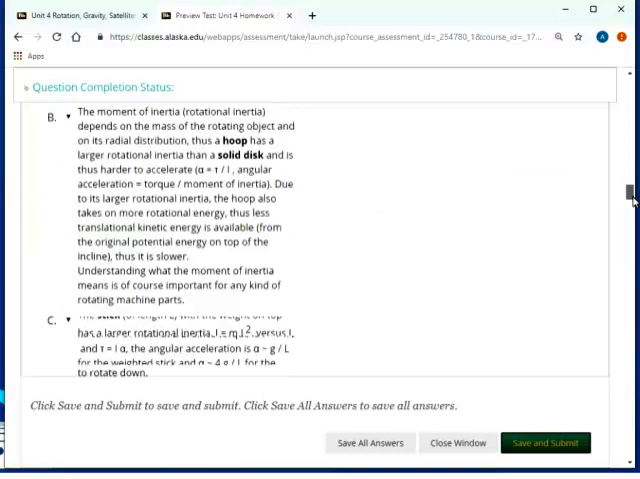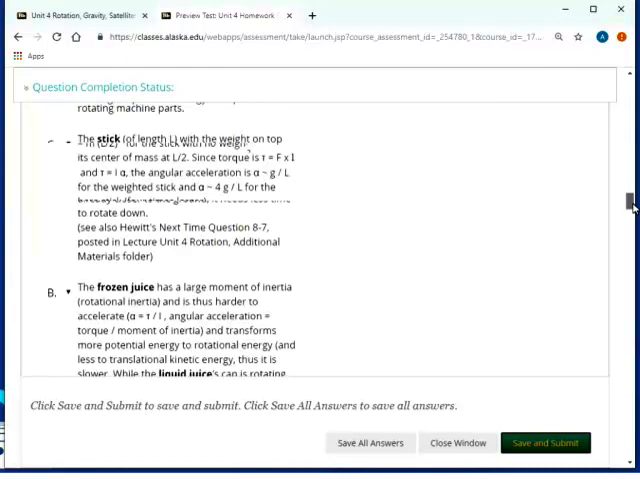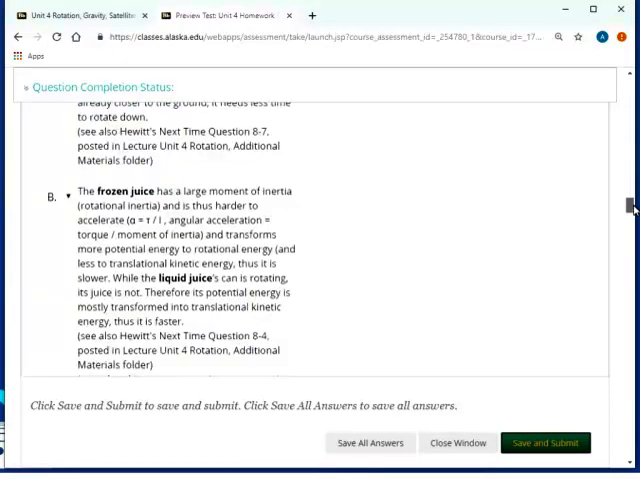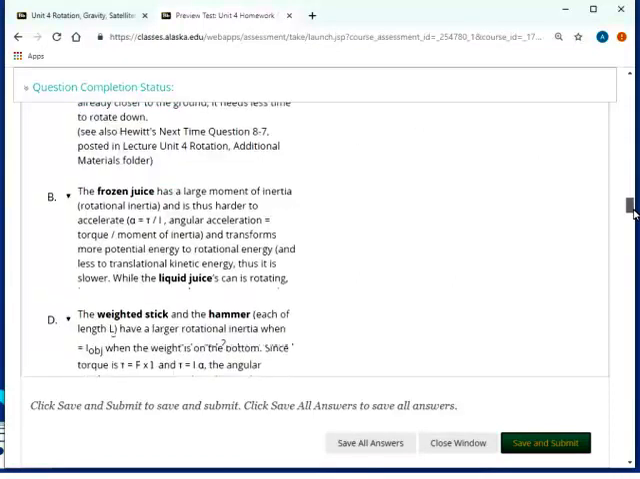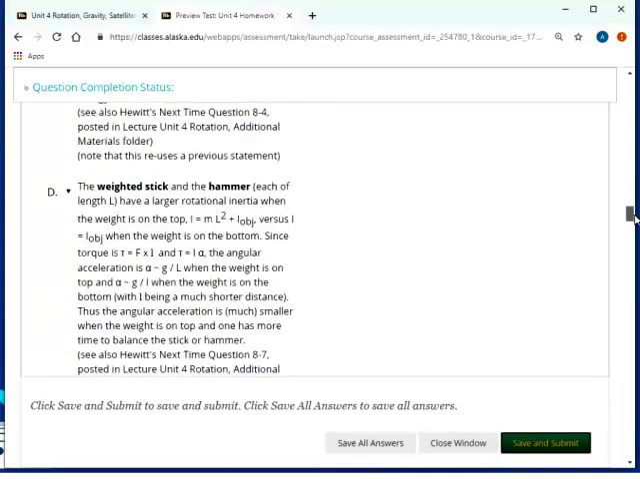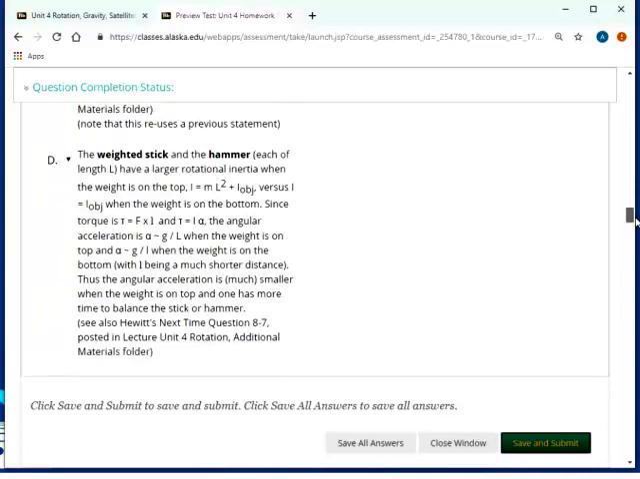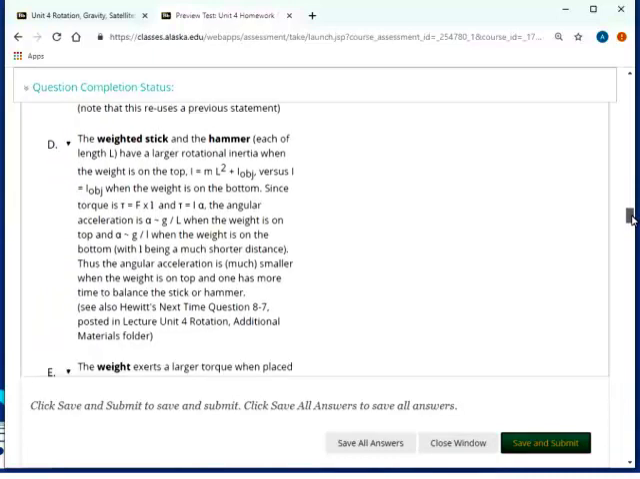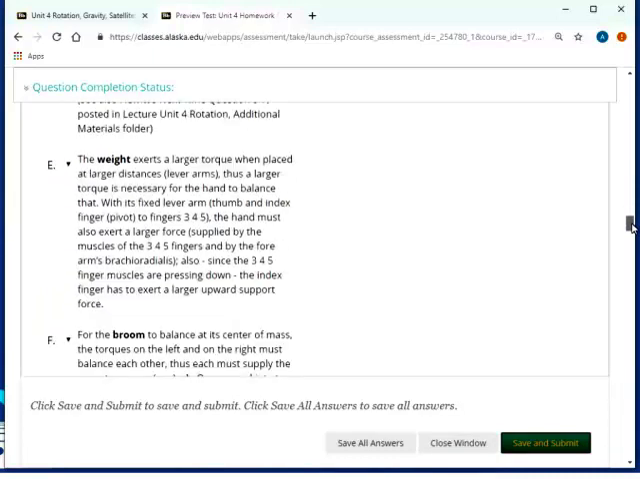So hoop, solid disc, then there's a stick that we're trying to balance, then frozen juice and liquid juice. I believe actually I did that with Nicholas. I'm pretty sure, my younger son. So he must have been 8 around that time. Weighted stick and the hammer, trying to balance them, a weight.